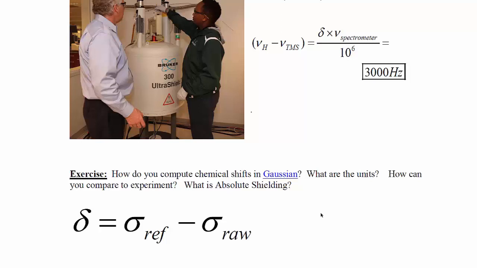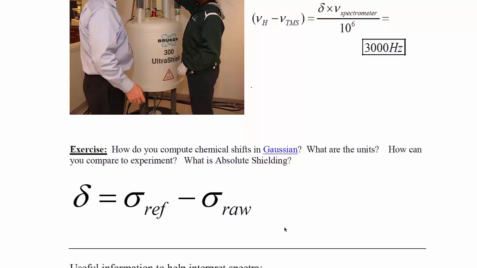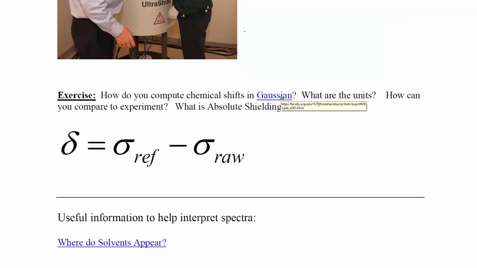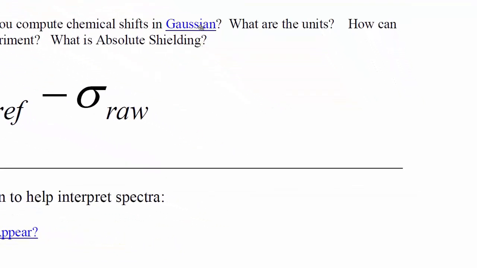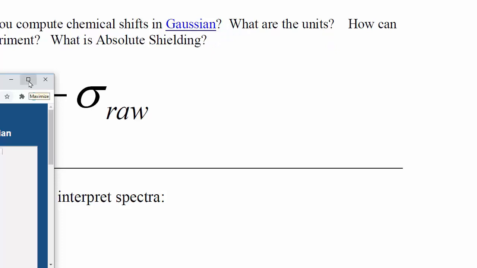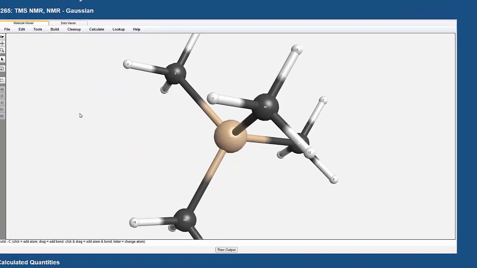Next, I'd like to look at how you would compute chemical shifts in Gaussian, because this is going to be part of the lab exercise. If you have the notes online, you can click on this and it will take me to a WebMO summary, which shows you an example calculation that I've already done.